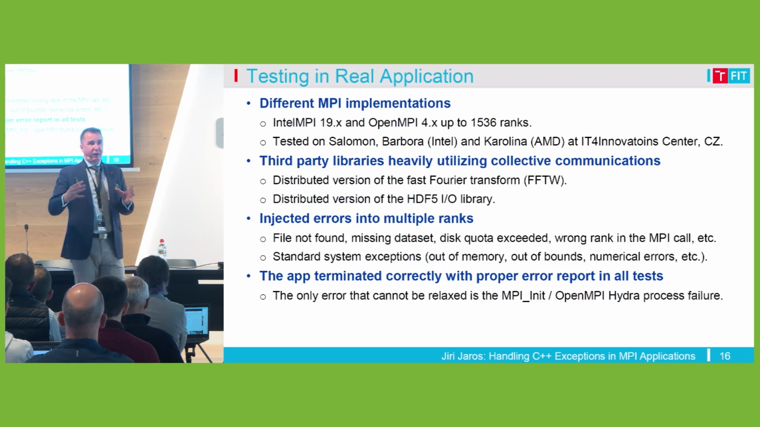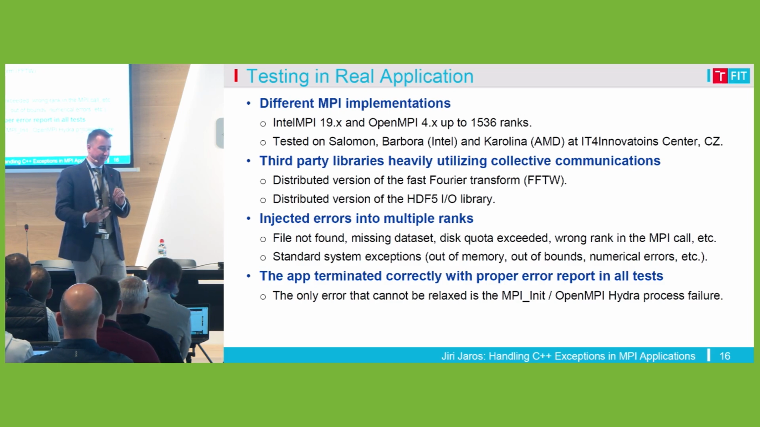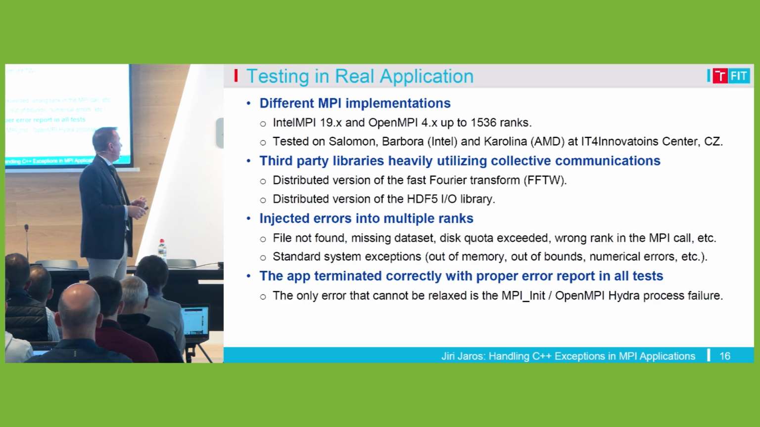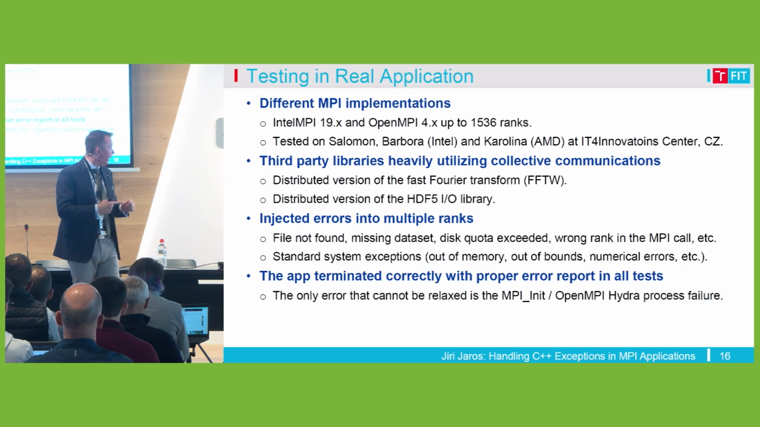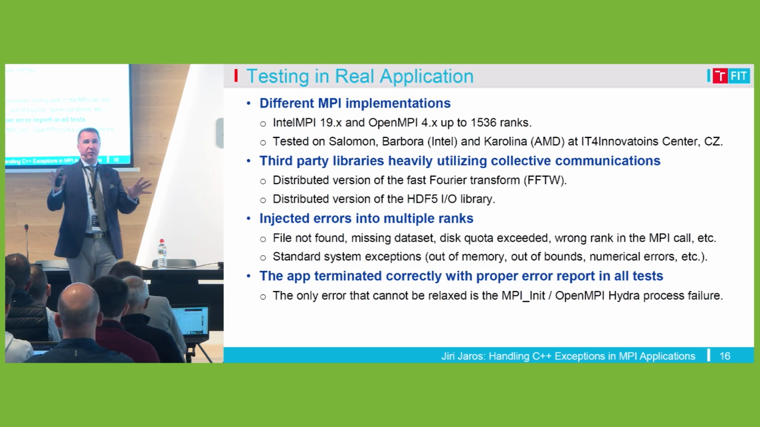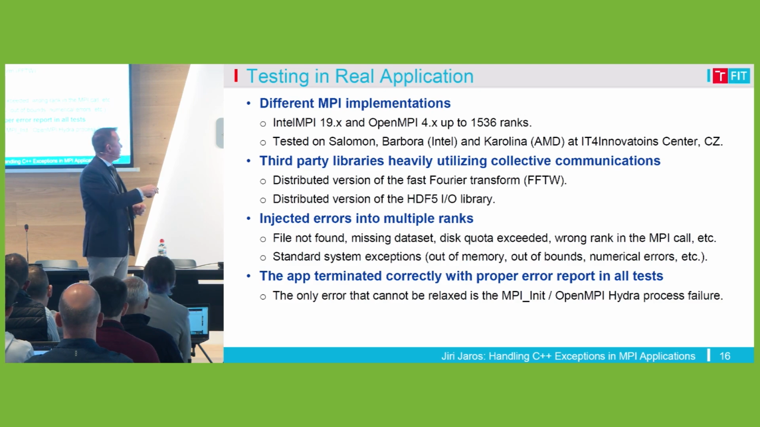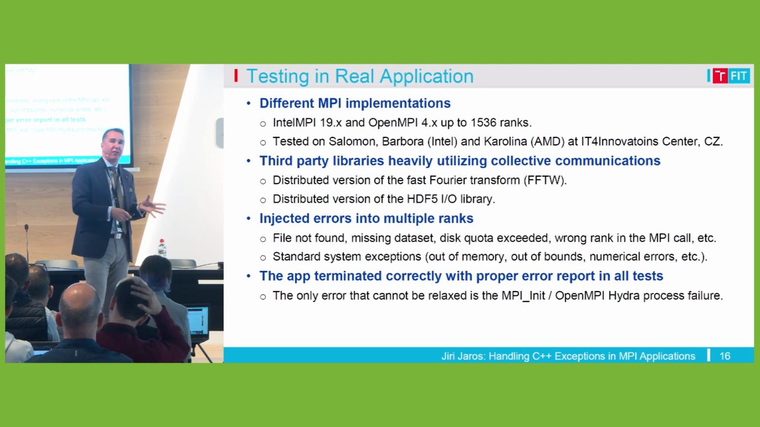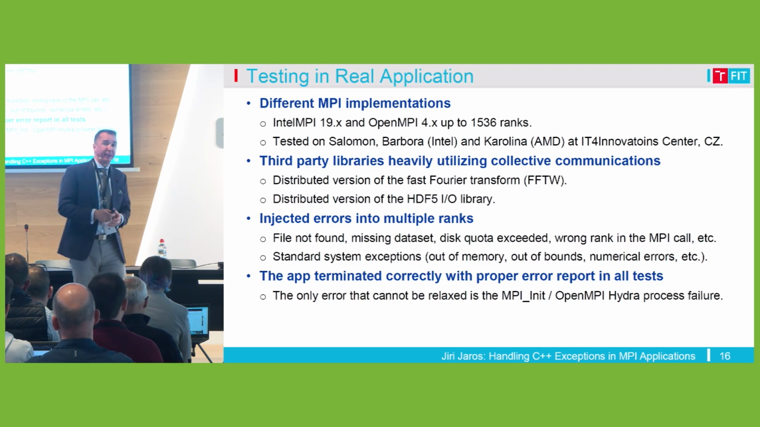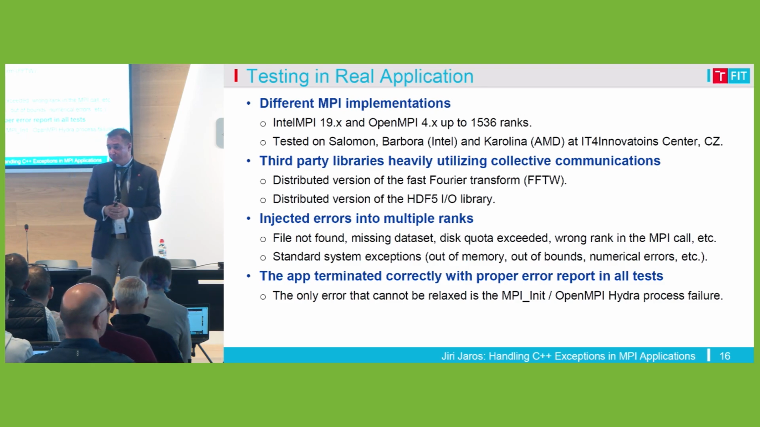The code is quite complex. It uses multiple modules, so there were multiple instances of the error checker, basically protecting several parts of the system. With third-party libraries, we use a distributed version of Fast Fourier Transform, FFTW, that spawns hundreds of communicators during the calculation. And we also used a distributed version of the HDF5 library for reading and writing the files.